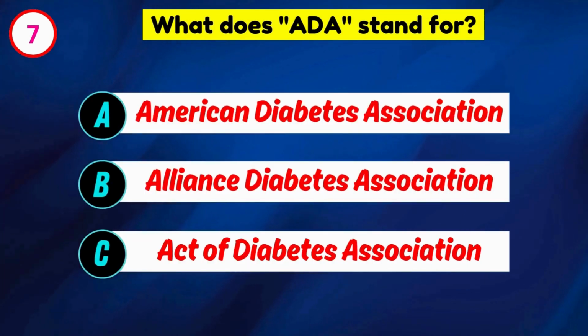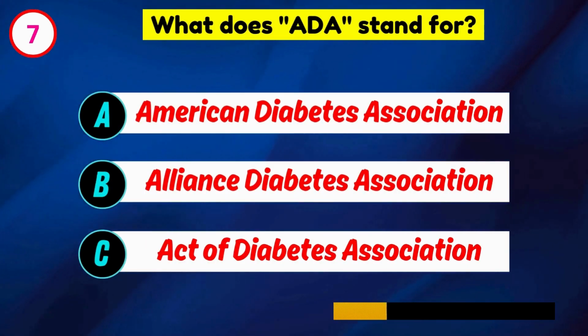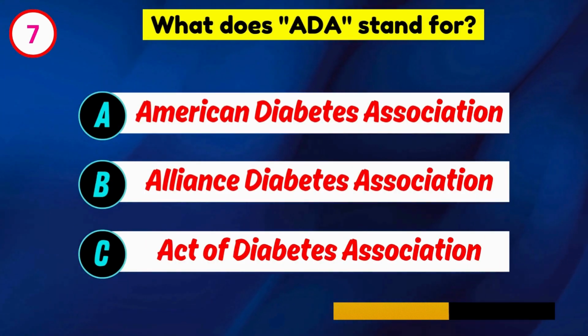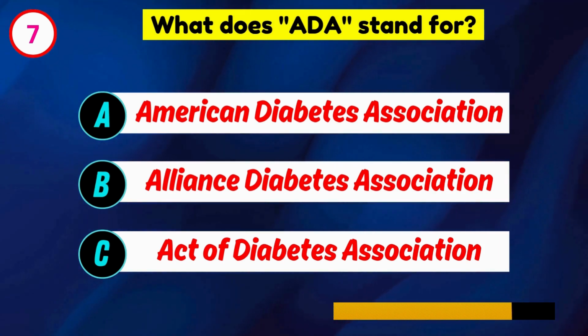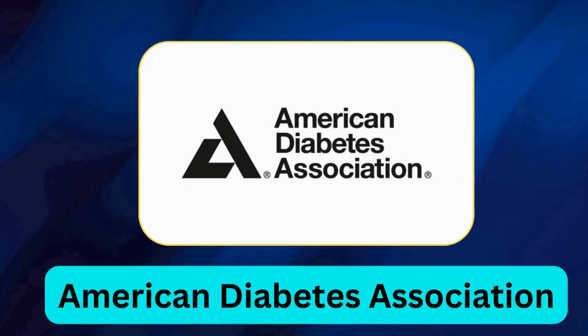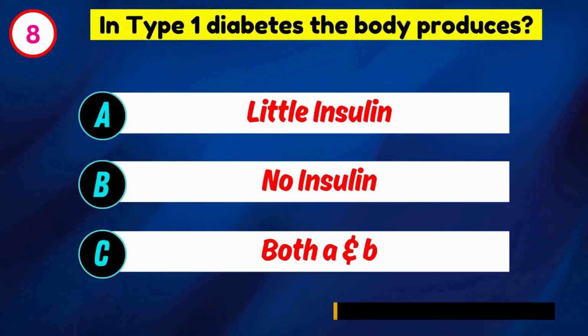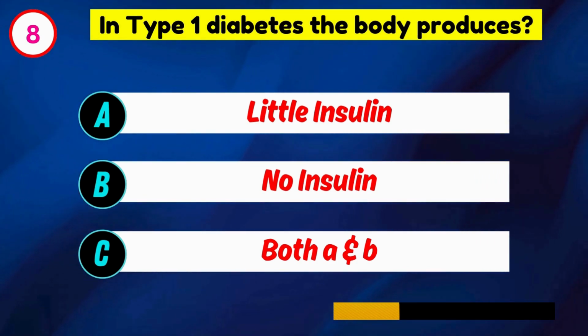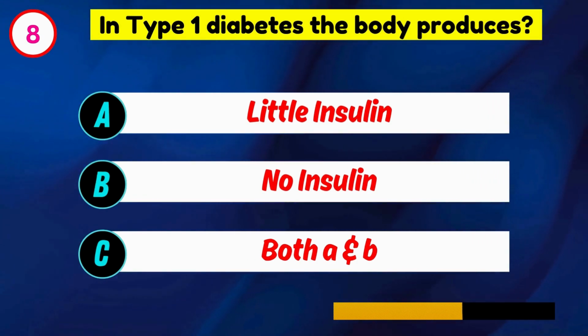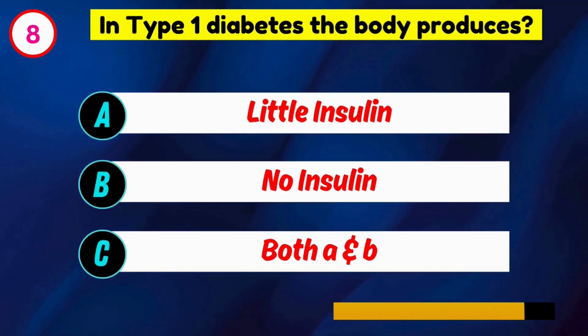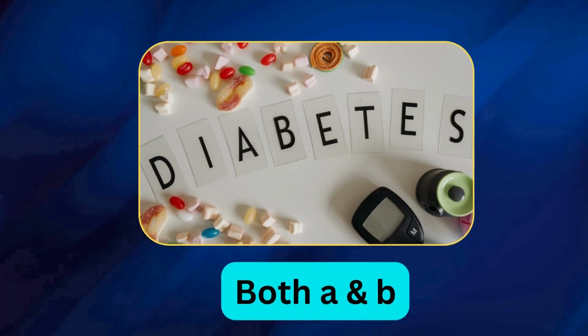What does ADA stand for? American Diabetes Association, Alliance Diabetes Association, Active Diabetes Association. American Diabetes Association. In type 1 diabetes, the body produces little insulin, no insulin, both A and B. Both A and B.